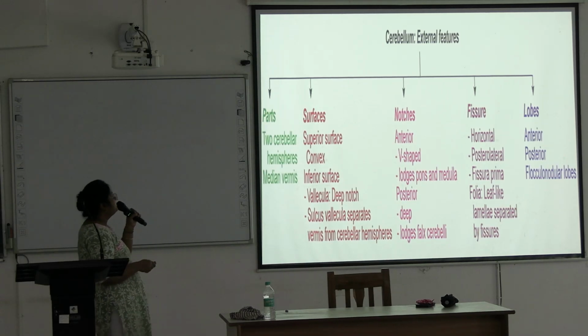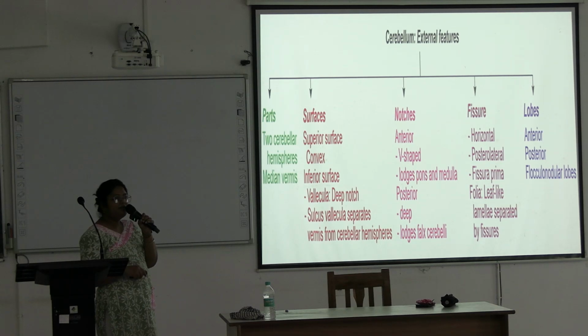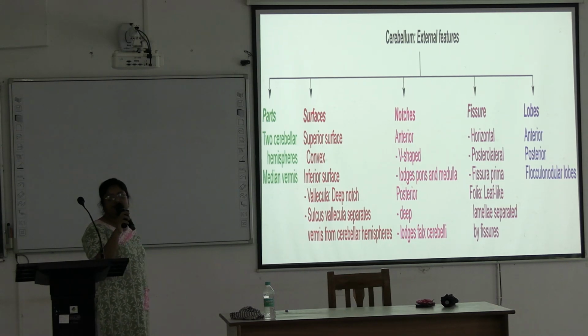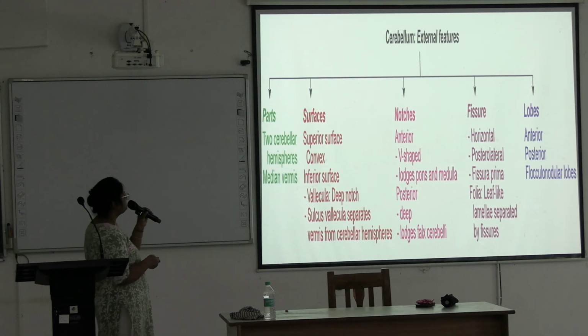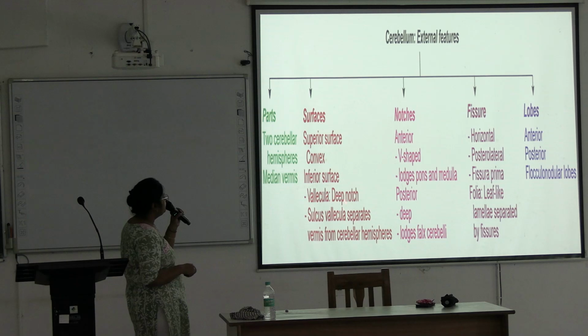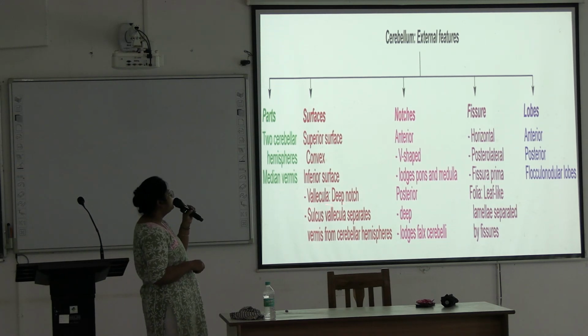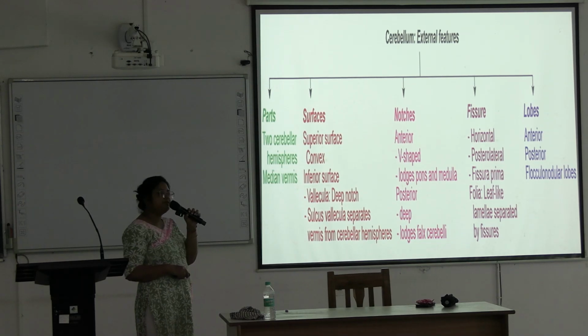So parts of the cerebellum and external features are important for your viva, okay. Cerebellum is frequently asked in your viva. So it has two cerebellar hemispheres and median vermis. Surfaces are two: superior surface is convex, and on the inferior surface you can see a deep notch known as vallecula, and sulcus valleculi separates the vermis from the cerebellar hemispheres.